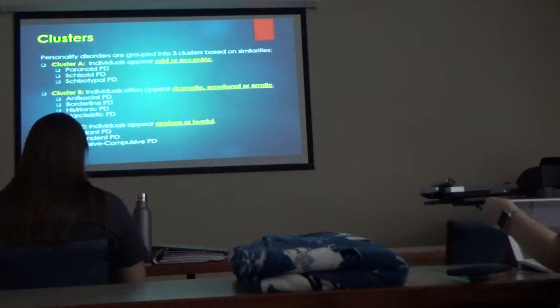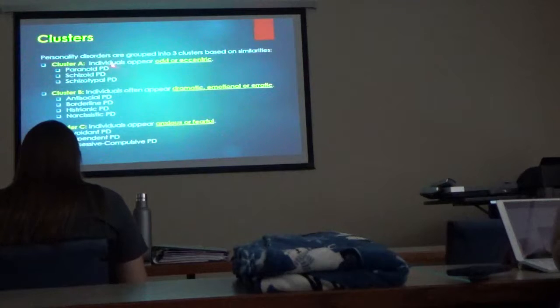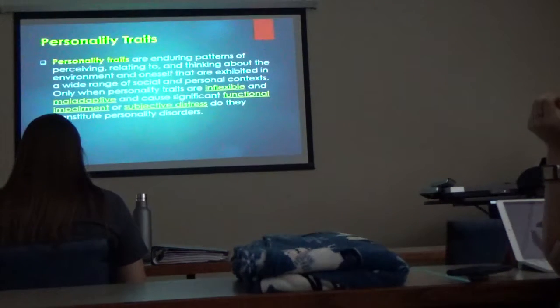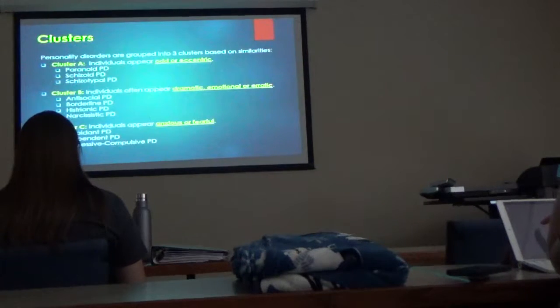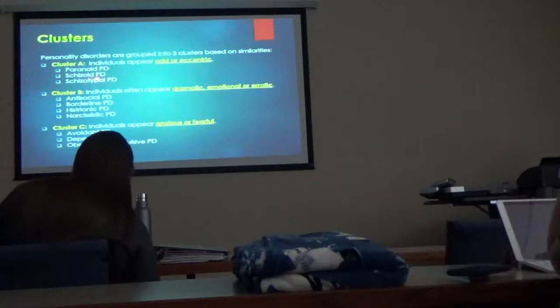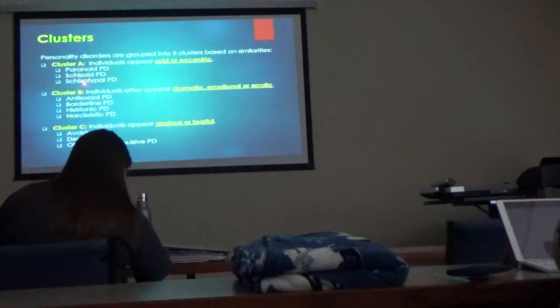There are actually clusters of personalities, and they're kind of grouped together, and we'll present them in these same little runs. But you have cluster A, which are individuals that appear odd or eccentric. You have cluster B, where the individuals appear dramatic, emotional, or erratic. And then you have cluster C, where the individuals appear anxious or fearful, as just kind of broad appearances for these folks. In cluster A, you have paranoid, schizoid, and schizotypal personality disorder. This will be a little bit harder for you to distinguish.